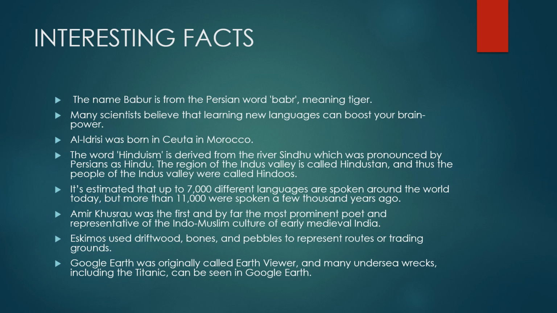It's estimated that up to 7,000 different languages are spoken around the world today, but more than 11,000 were spoken a few thousand years ago. Amir Khusro was the first and by far the most prominent poet and representative of the Indo-Muslim culture of early medieval India. Eskimos used driftwood, bones and pebbles to represent routes or trading grounds. Google Earth was originally called Earth Viewer, and many undersea wrecks, including the Titanic, can be seen in Google Earth.